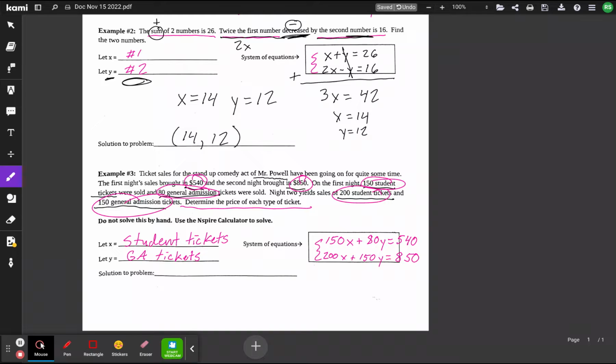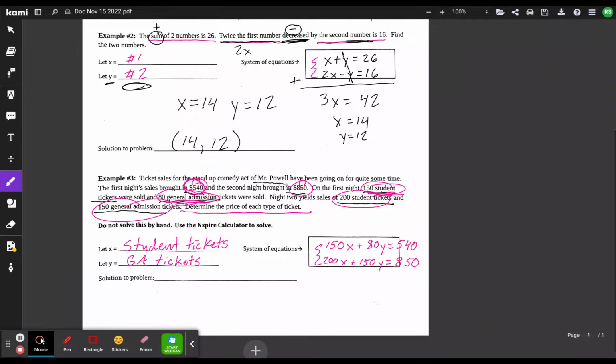Again, we're using the coefficients, the 150 and the 80, to represent the number of tickets sold on each night. 150 student, 80 general admission. That's equal to how much money we brought in. Again, we've let our variables represent the student tickets and the general admission tickets. So go ahead and solve that system of equations. You can use your calculator to find our values for x and y.